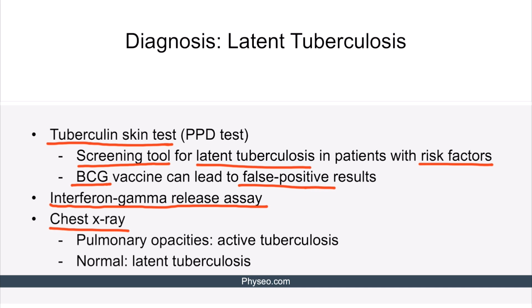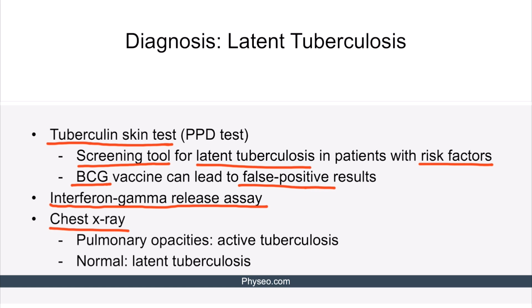Although this vaccine is not typically administered in the US due to its questionable efficacy, it's often administered in foreign countries, making TB screening challenging in immigrant populations. If a patient has previously received a BCG vaccine, they should be screened using the interferon gamma release assay instead, because the BCG vaccine does not affect the results of this assay.